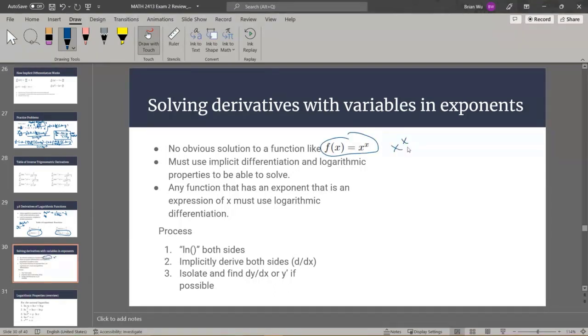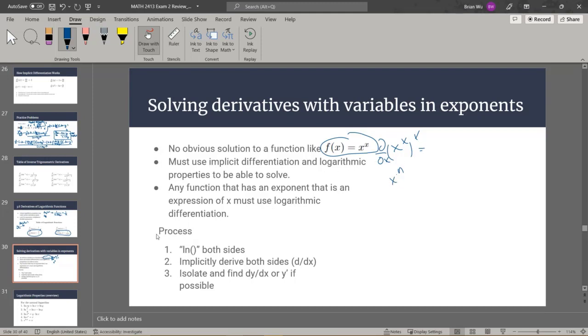Okay. And so, solving derivatives with variables and exponents, you might have seen something like this function, x to the power of x. Now, can we just use the power rule? In this case, no, because the power rule only applies to x to the power of n, where n is some integer or some real number. Because the exponent x is a variable, it's not a real number, which means we can't use the power rule.